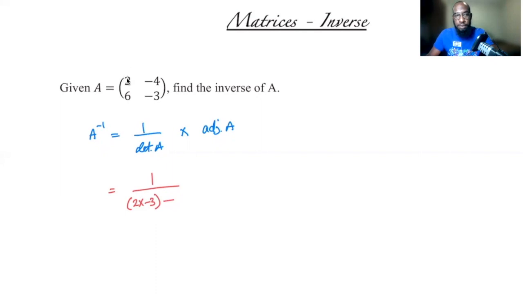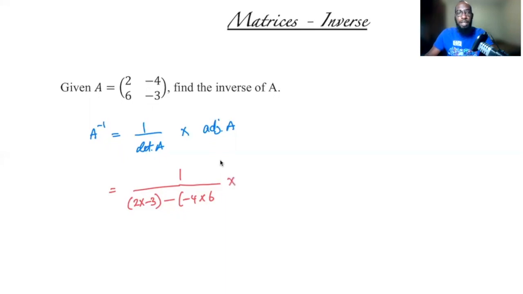So you multiply these two diagonals first. You multiply these two diagonals first. So 2 times -3 minus, this negative sign, always minus, always. And you multiply this diagonal after. So I have -4 multiplied by 6.